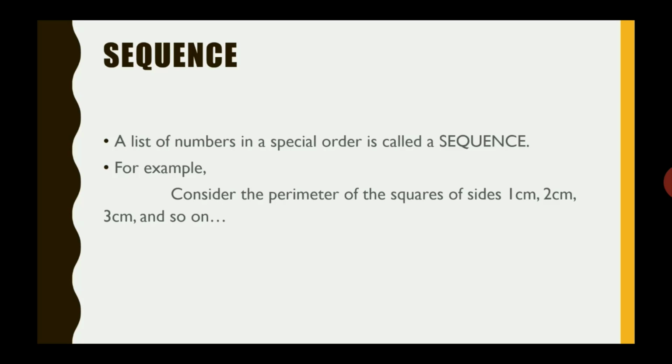And what will be the perimeter of the square of side 2 centimeter? It will be 2 into 4, that is 8 centimeter. And what about the square of side 3 centimeter? Yes, the perimeter will be 3 into 4, that is 12 centimeter. So we will get 4, 8, 12, etc. This forms a sequence. Now let us talk about terms.